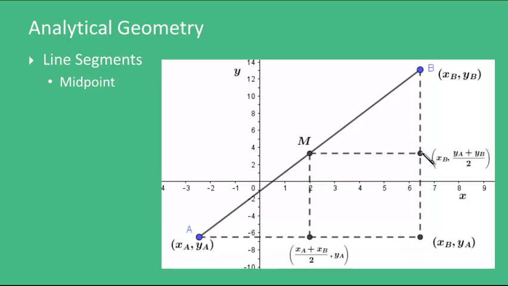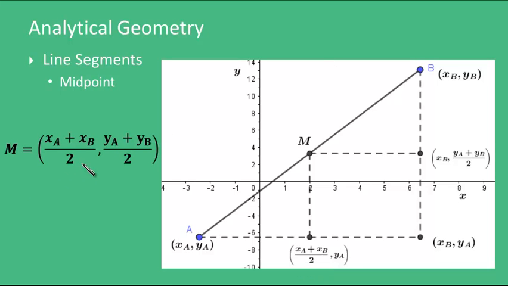So the coordinates of this point will be xb. Notice all of these points have the same x coordinate, but the y coordinate is going to be halfway between ya and yb. So that is simply (ya plus yb) divided by 2. Likewise, along here, all these points have the same y coordinate. This point halfway between these two extremes is going to be (xa plus xb) divided by 2. And so that gives us our formula.